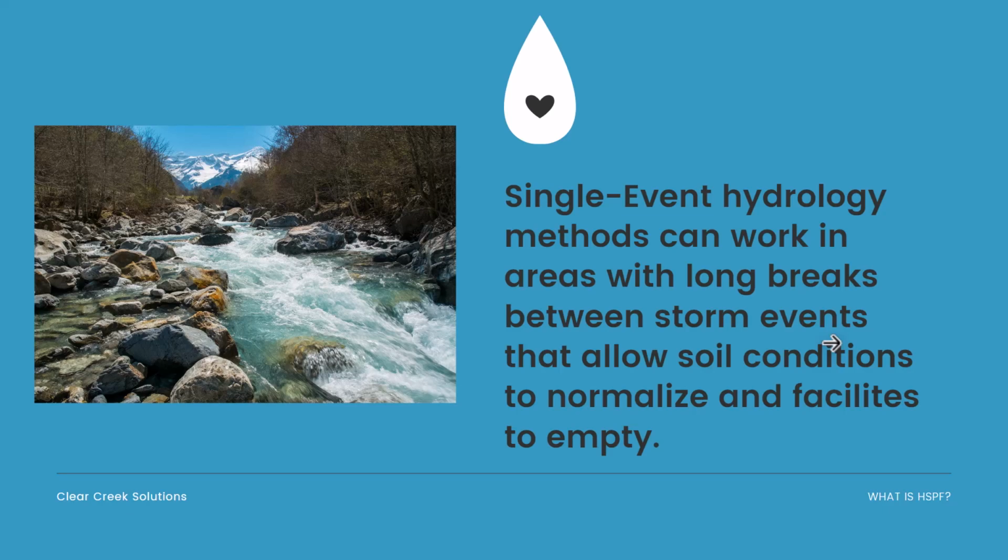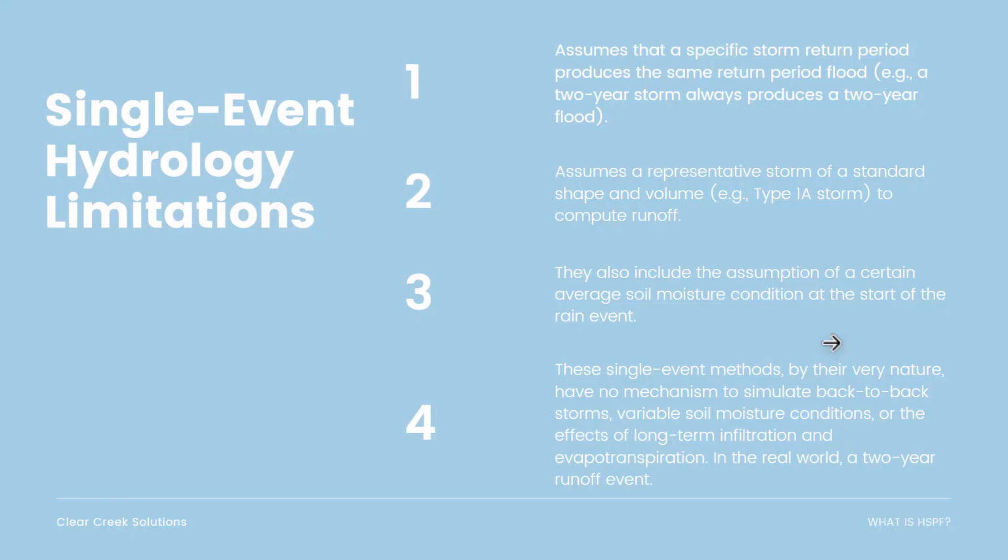It's kind of easier to tell what kind of runoff you're going to get from that site, as opposed to areas with constant rainfall where the soil is constantly saturated or it's constantly changing. So what are some of the single event hydrology limitations?